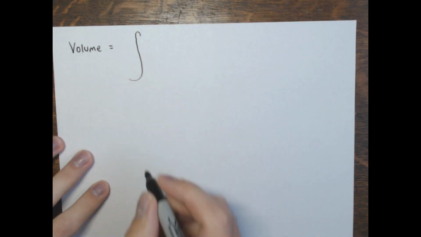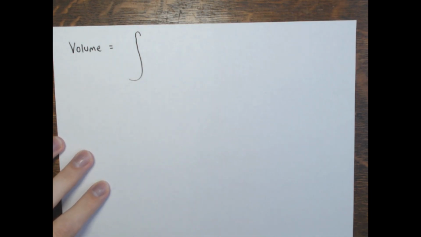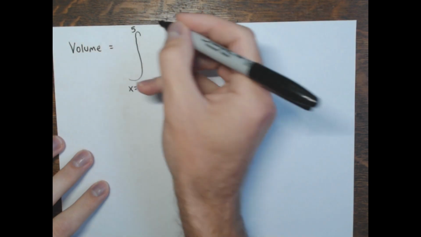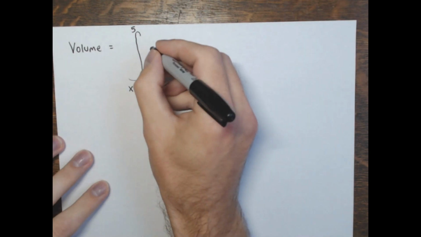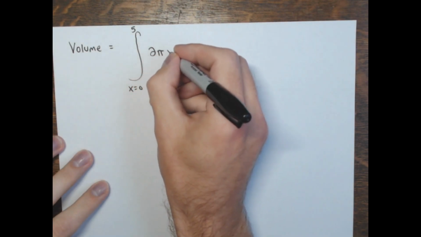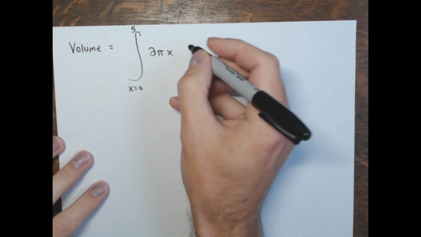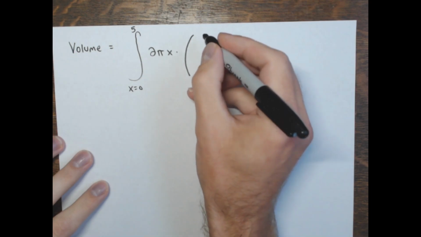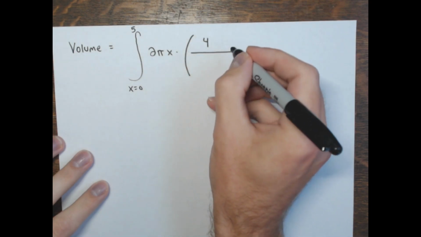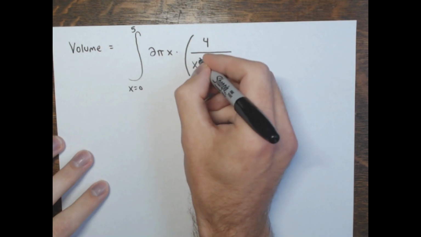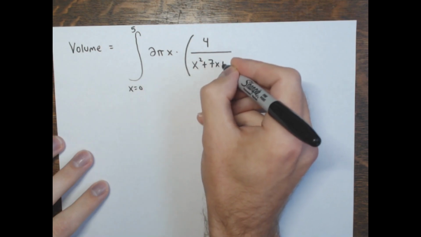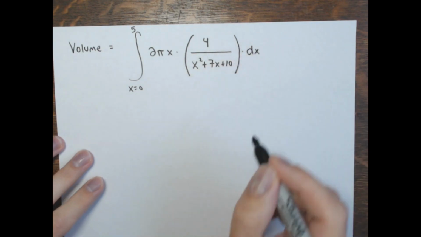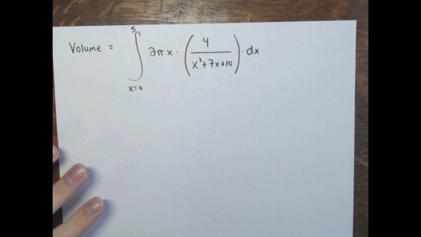We'll be integrating, adding up all these cylindrical shell volumes from x equals 0 to x equals 5 this time of 2 pi x, right? X would be the radius in terms of x times, and then the f of x, the height of the shells, right, would be 4 over x squared plus 7x plus 10 was the function given. And then times the thickness of the shells, right, the thickness of the rolled up piece of paper, dx.